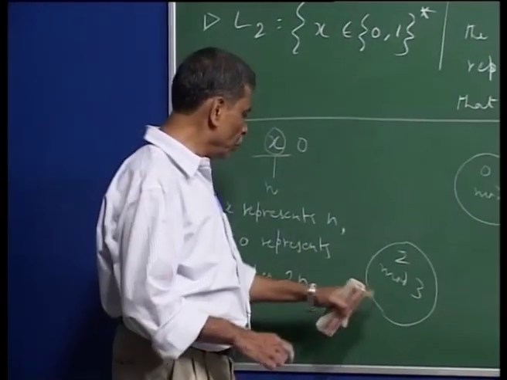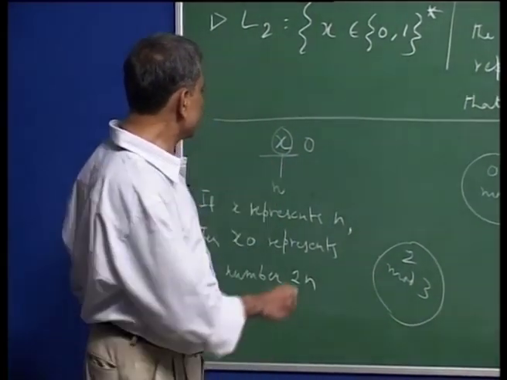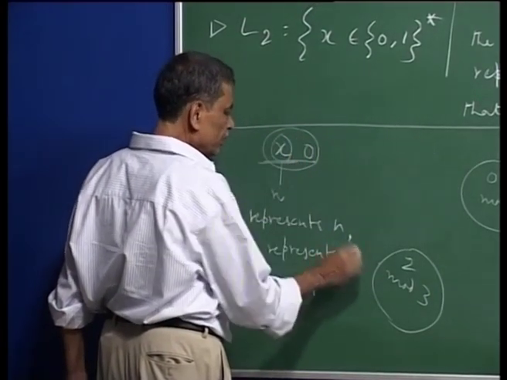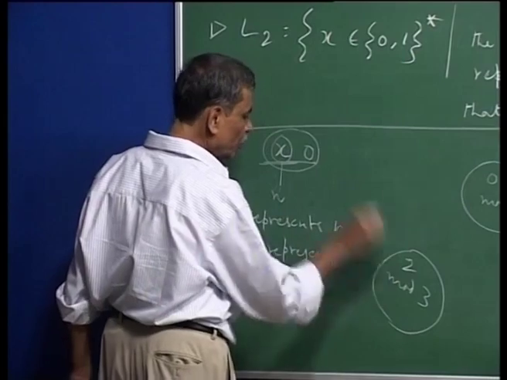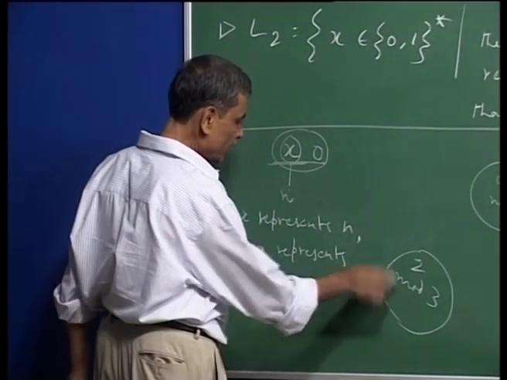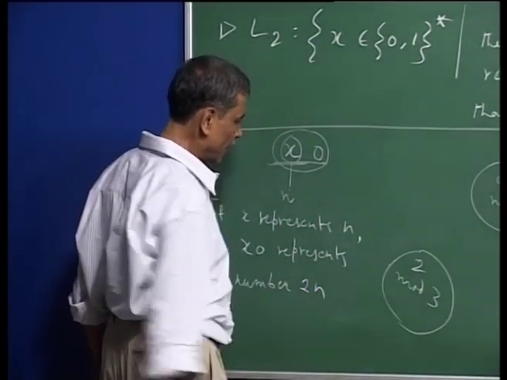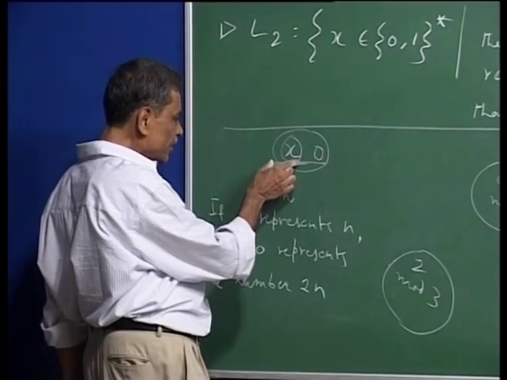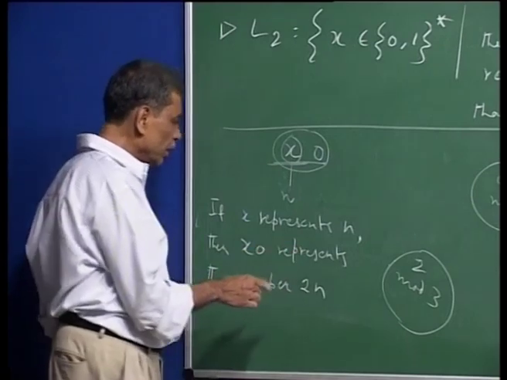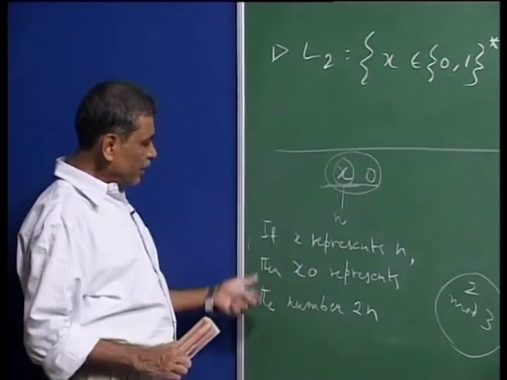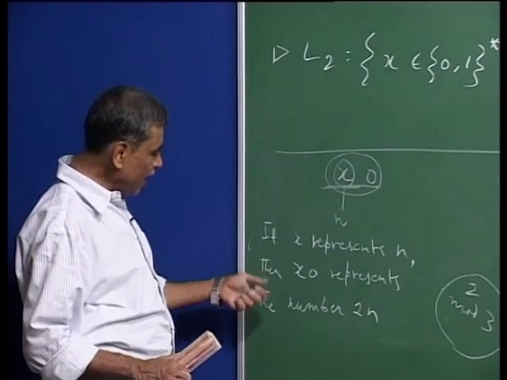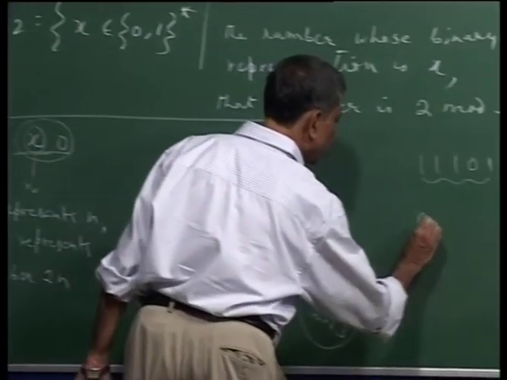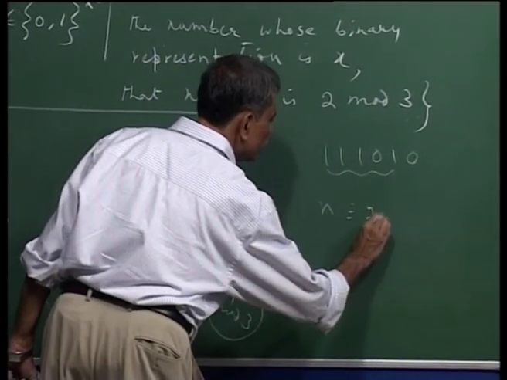So what I would like to know is which state the machine should go to after scanning a 0 from here, if the machine was already in this state. The machine is in this state, that means it has scanned a string x which is the binary representation of a number, let us say n, which is 2 mod 3. N is 2 mod 3.